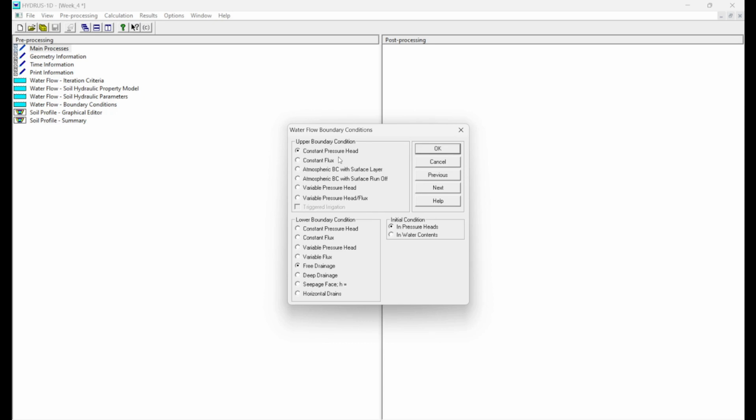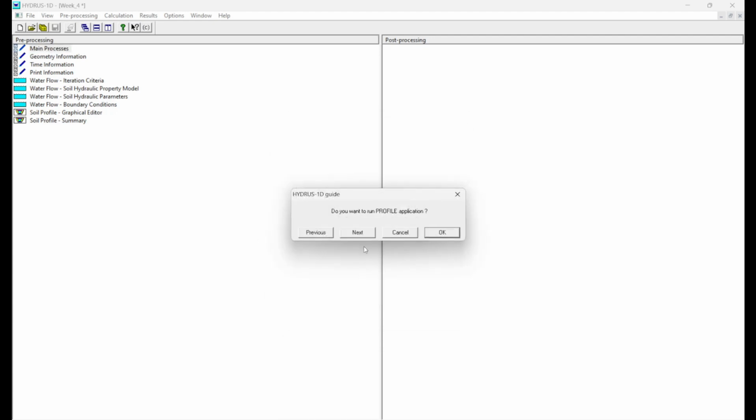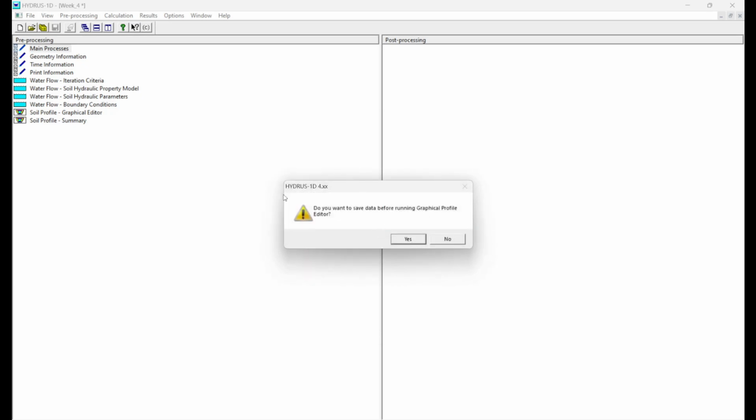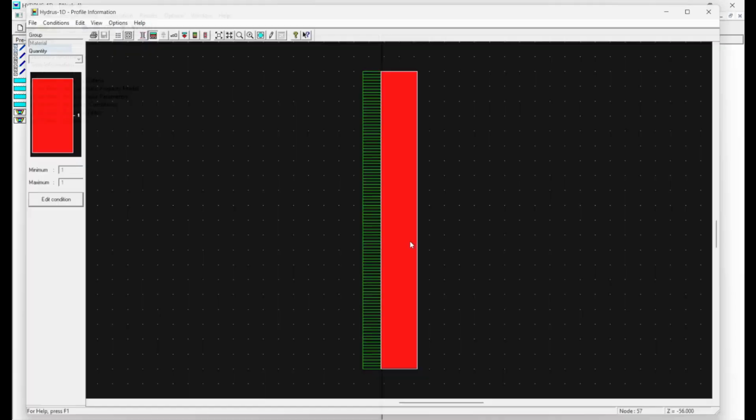So in the upper boundary condition, we are defining constant pressure head at the top level. And the lower boundary condition is free drainage at the bottom, right? And the initial condition is provided in terms of the pressure head. So taking these settings, if we go next, it will ask if we want to run the profile application. Yes, we want to run it, and we need to save our data before running this application.